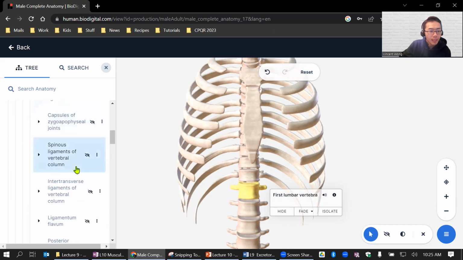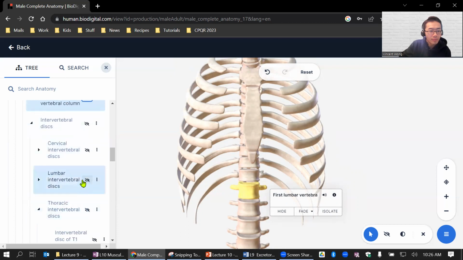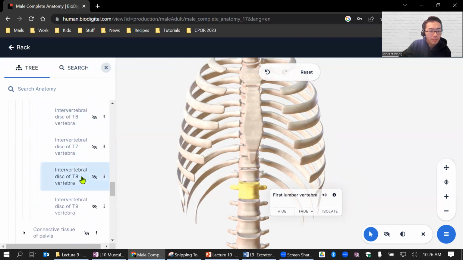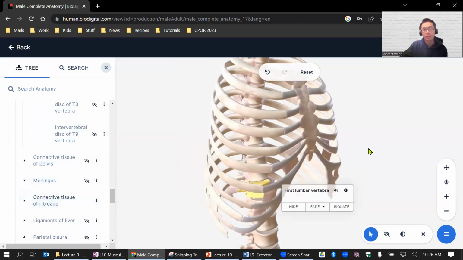The rib cage. Where is the rib cage? There we go. Is that it? Did anything come up? No. Oh, come on. Oh, there we go. There we go. Lovely.